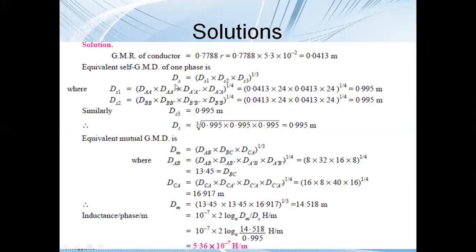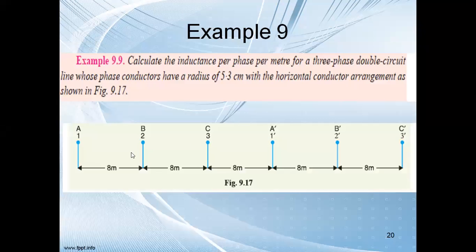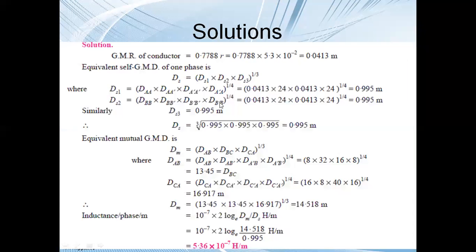So it is the same thing. We need to apply that formula. We need to first calculate what is the self GMD and what is the mutual GMD. Self GMD will be basically DS1, DS2 and DS3. The same way, DS1 will be the fourth root of DAA into DAA dash, then DA dash A dash, then DA dash A. Now we have to substitute all these values because all these distances are given.